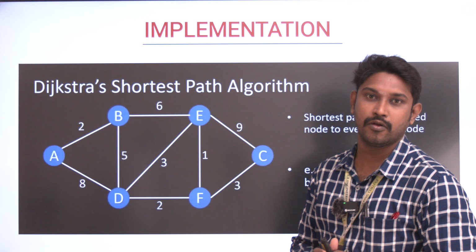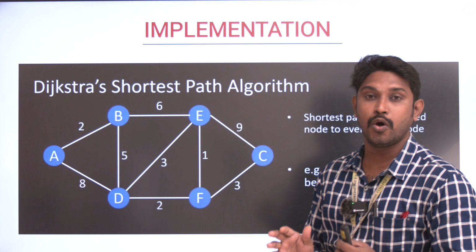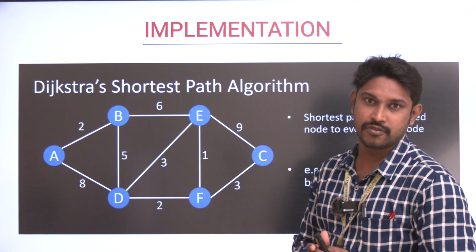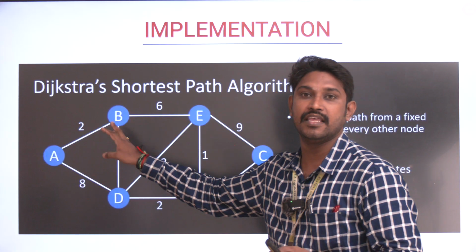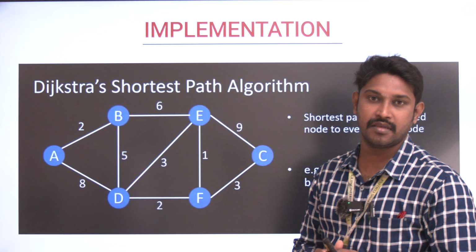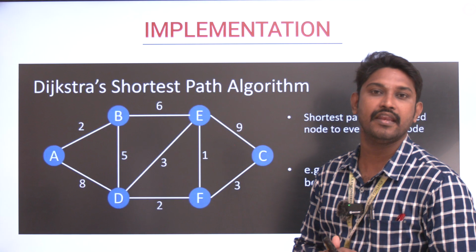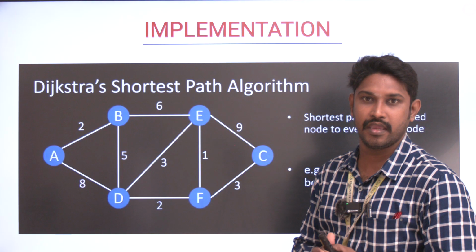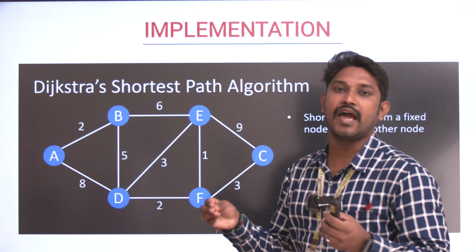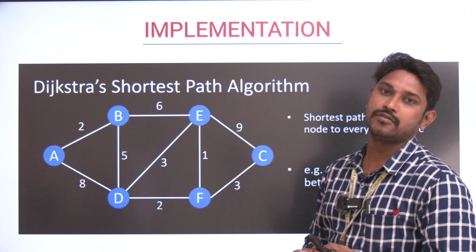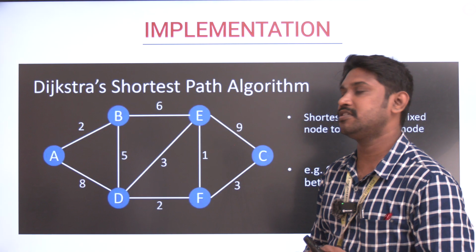In Dijkstra algorithm there should be no negative edges. Negative edges means there should not be any negative values in the given network. That is the main drawback in Dijkstra algorithm, because if you give negative edge values, we cannot identify the shortest path. So that is the main issue in Dijkstra algorithm.